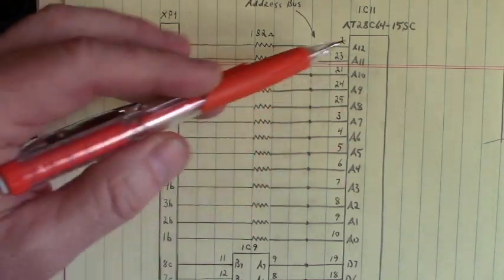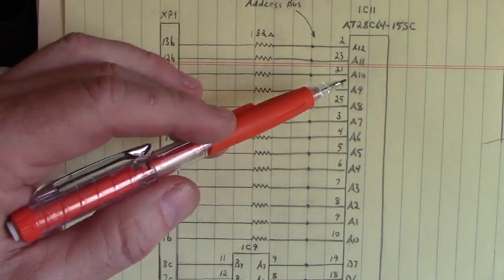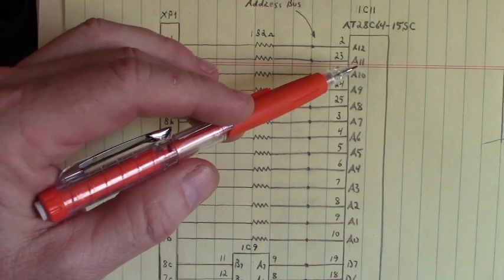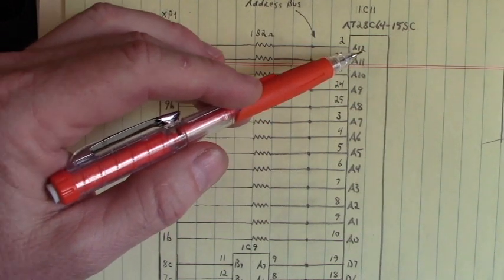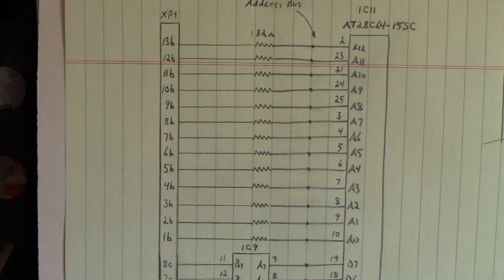I like the way they bounce around like that. Address 9 is on 24. Address 10 is on 21. Address 11 is on 23. And address 12 is on 2. I've always wondered why they bounce around like that. Why can't they all just evenly come out the way they're supposed to? I would have put address 12 on pin 12.